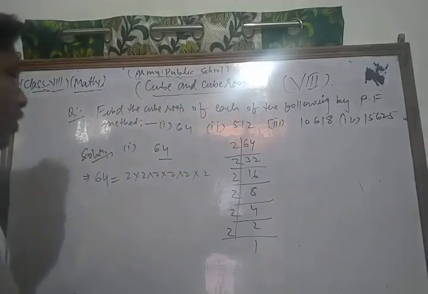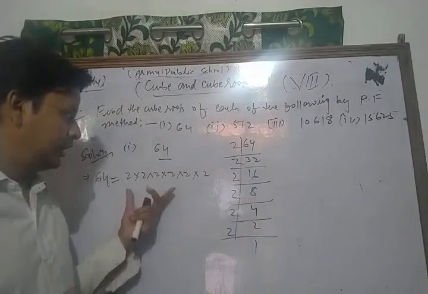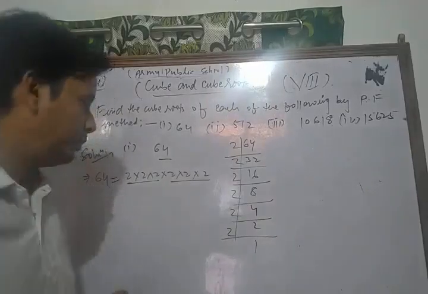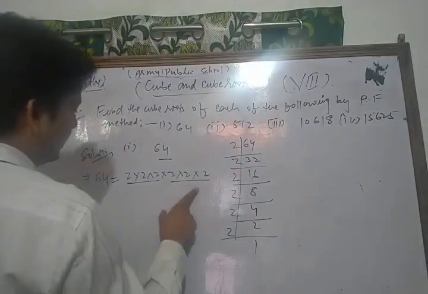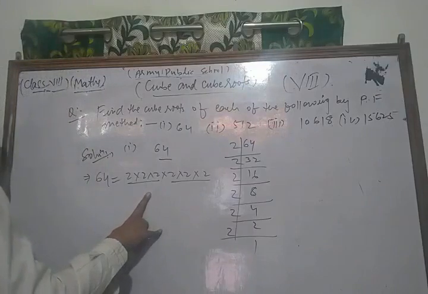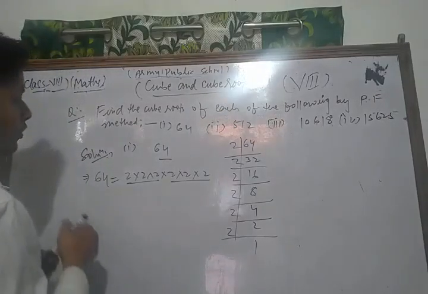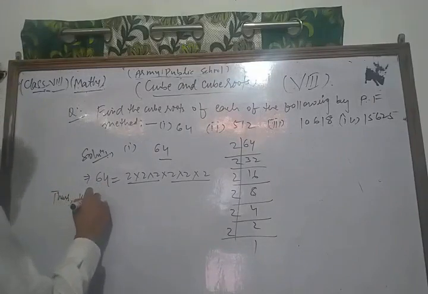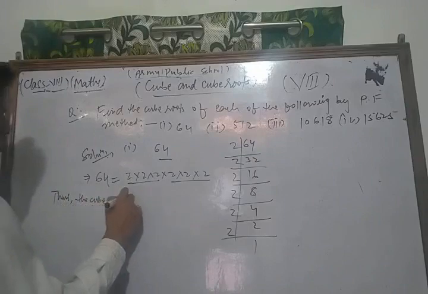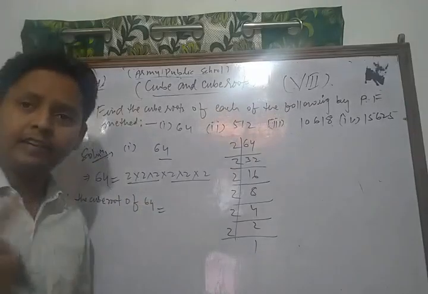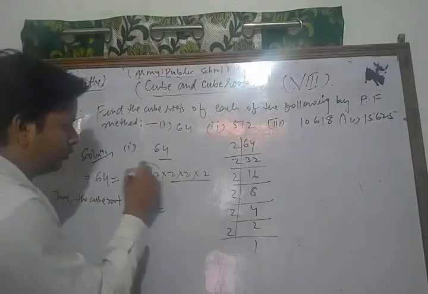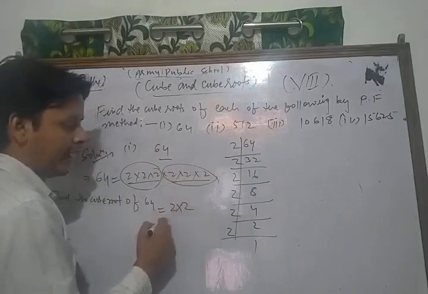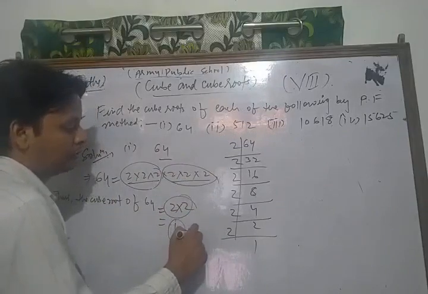Now in this way we observe that 64 is a grouping of the factors in triplets of equal factors. So it is a perfect cube, and thus the cube root of 64 is, we take one 2 from each triplet. So we take one 2 from this triplet and one 2 from this triplet and multiply them. 2 twos are 4. So this is the cube root of the given number.